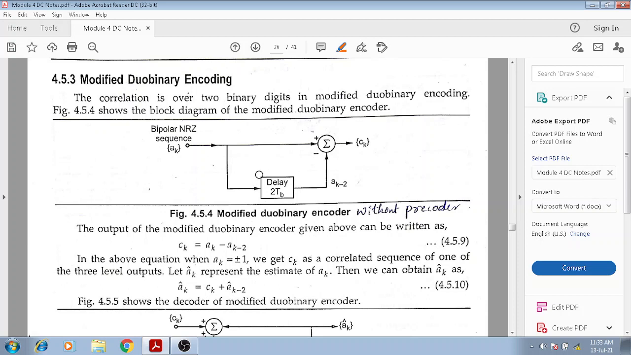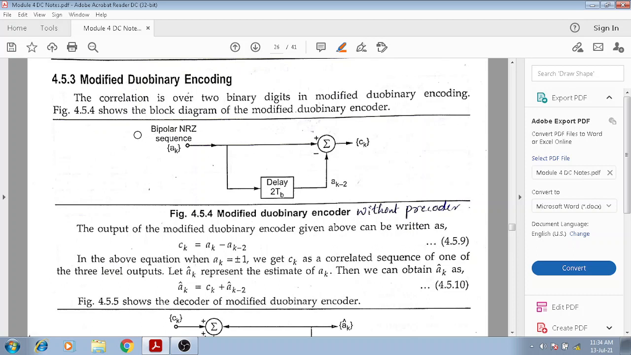So if you carefully observe the block diagram of the DO binary encoder and this modified DO binary encoder, this is again without precoder. So we have not used a precoder before this DO binary encoder. So it is completely free from a precoder. So what will happen to the encoder output if you don't use a precoder?